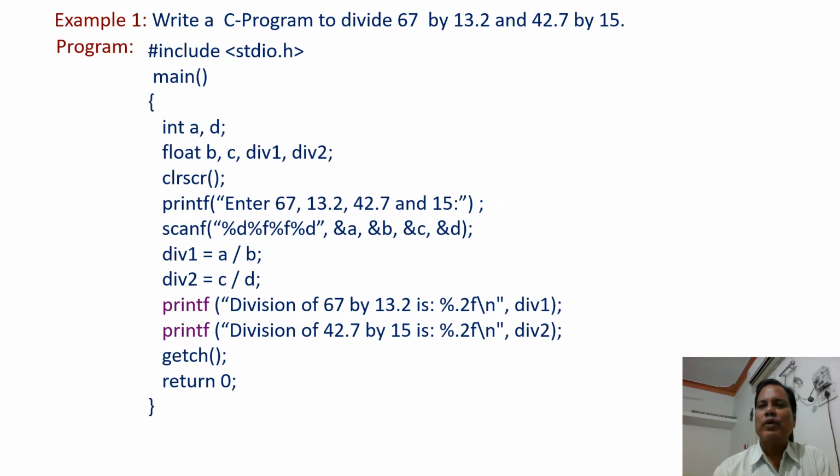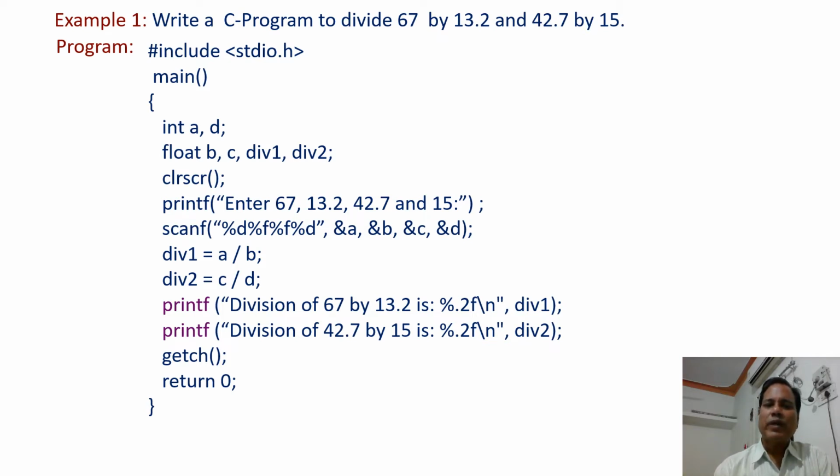Here we have to get 4 data values, and out of these 4, 2 are integers and 2 are floating point. So we declare 2 integer variables and 2 floating point variables, together with 2 additional floating point variables to hold their results. So 4 floating point variables and 2 integer variables are declared. The next statement is clear screen, and the function of clear screen is to clear off anything previously written on the output screen.